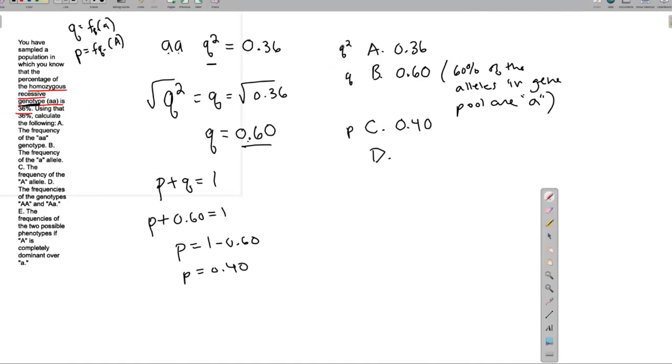So now we want to find the frequencies of the genotypes big A big A, and big A little a. So big A, P is what big A is. So we just do that twice. So P squared equals 0.4 squared equals 0.16. That means that the frequency of homozygous dominant is 16%. And you do 2PQ, where you just plug in P and Q with 2, and that one's going to give you 0.48.